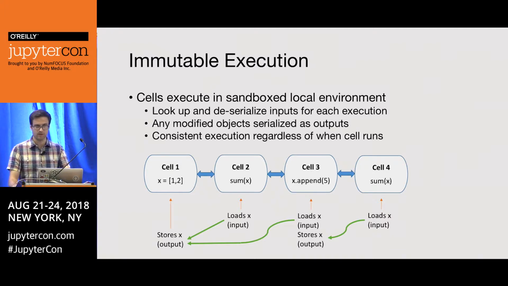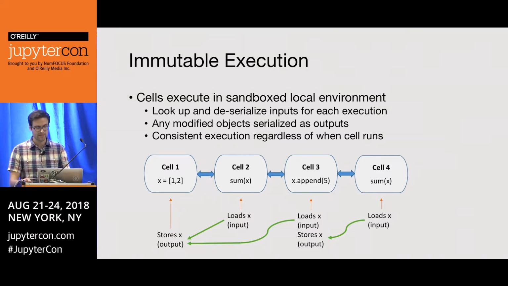OK, so the second and closely related property here is immutable execution. I mentioned for this that cells are executing in a sandboxed local environment. And this is where the meat of the notebook really is: I'm serializing any modified objects. Serialization and deserialization are happening between cells at each step in this process, and that's how I'm guaranteeing this immutable environment.